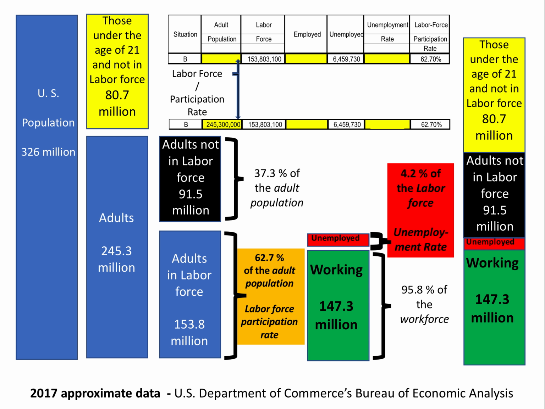Well, the first number, the adult population, should be pretty easy. We know what the labor force is, and we know what the participation rate is. So if we divide the labor force by the participation rate, in other words, put the labor force in your calculator, press the divide button, and put in the participation rate, punch the equal button, and you're going to get 245,300,000 people, or something very close to that.